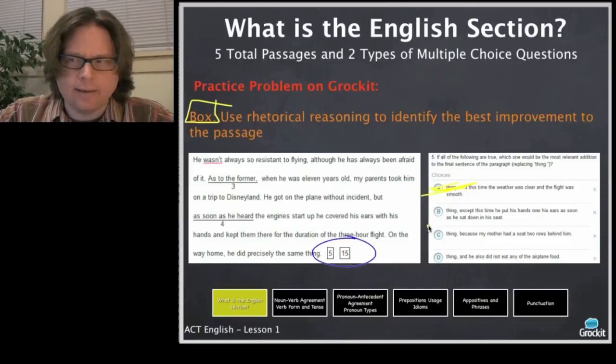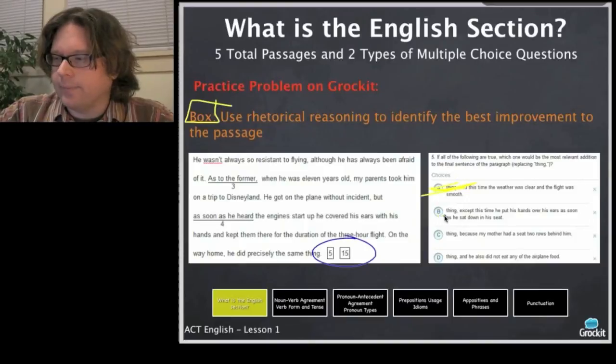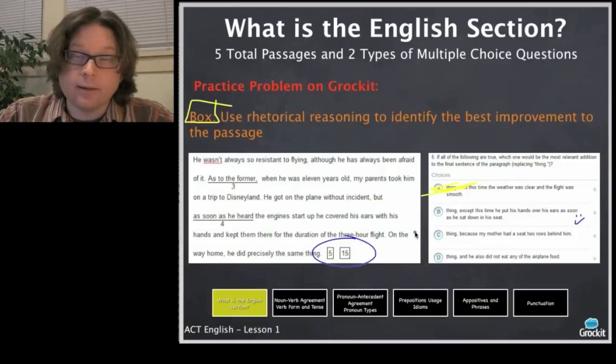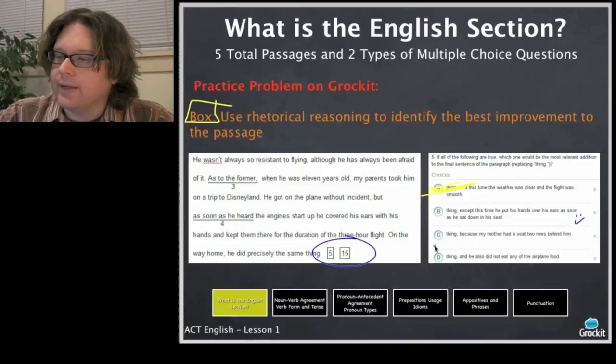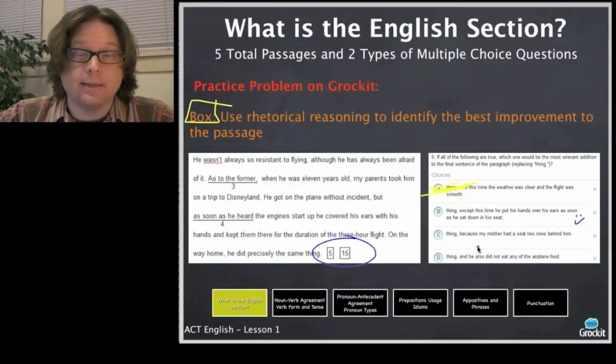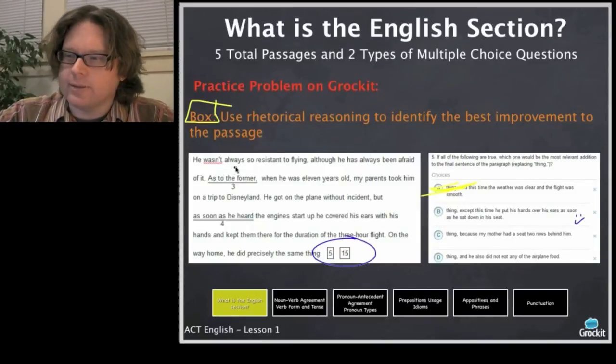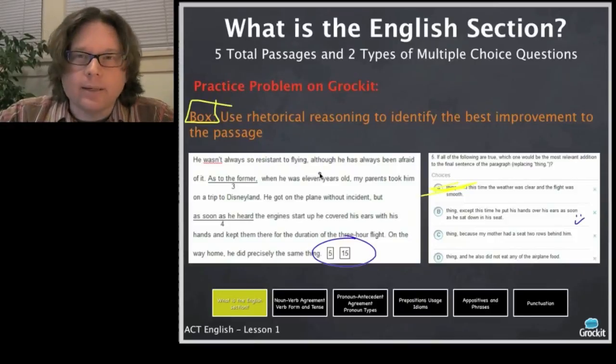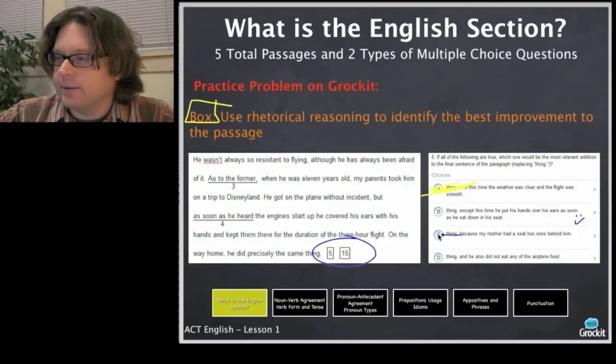So this is continuing the idea that the kid is afraid of flying. So, on that note, we can put a little smiley face next to this one as a possible keeper. We'll check the other answers, though, because, again, we need to choose the best answer. And, again, just because we found one that fits doesn't mean it will be the best one. We always need to check all of our answer choices. He did precisely the same thing because my mother had a seat 2 rows behind him. Well, he's afraid of flying, not afraid of listening to his mother. So he wouldn't be putting his hands on his ears because his mom was there. I mean, maybe in a different story where he wasn't always so resistant to his mother's talking, but that's not what this passage is. So we can get rid of this one.